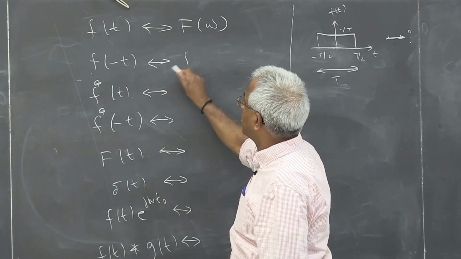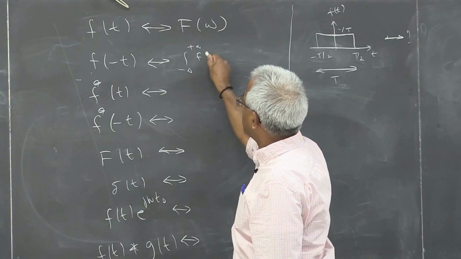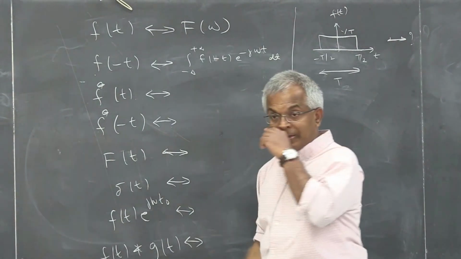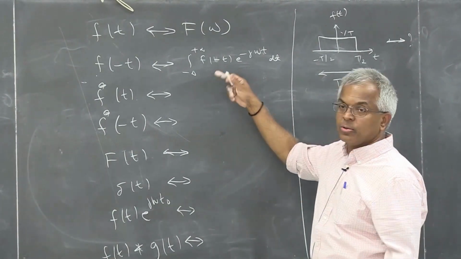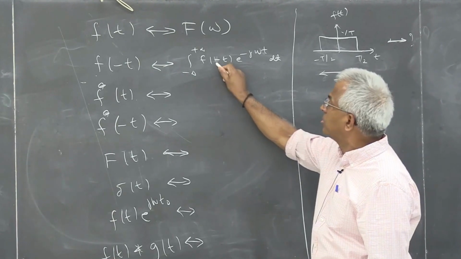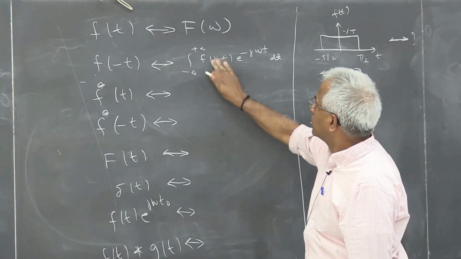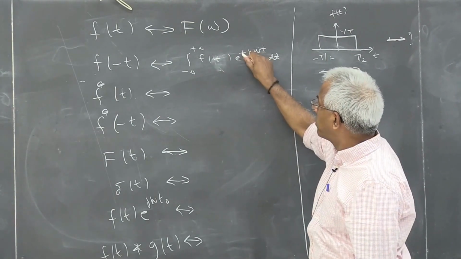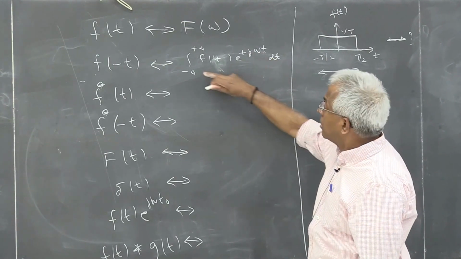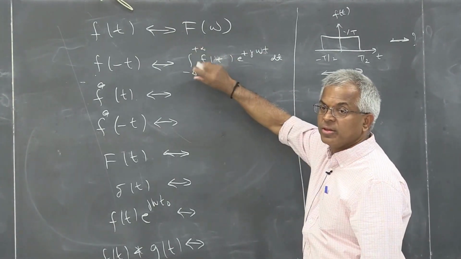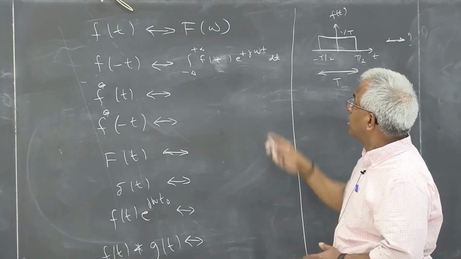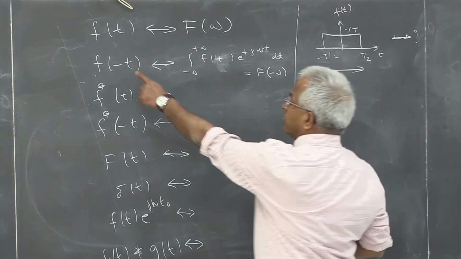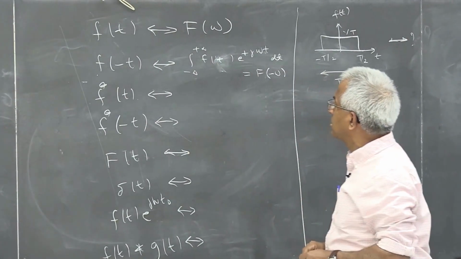So what is the Fourier transform of f of minus t? It will be the integral of f of minus t e raised to minus j omega t dt, right? Then you change, let me put a new variable. Instead of minus t, I put u. So this minus t will become plus, and this will become minus dt, but the limits will become plus infinity to minus infinity. This is the expression you get. But this you can see is what? F of minus omega. Right, so you got the answer. The Fourier transform of this is F of minus omega.